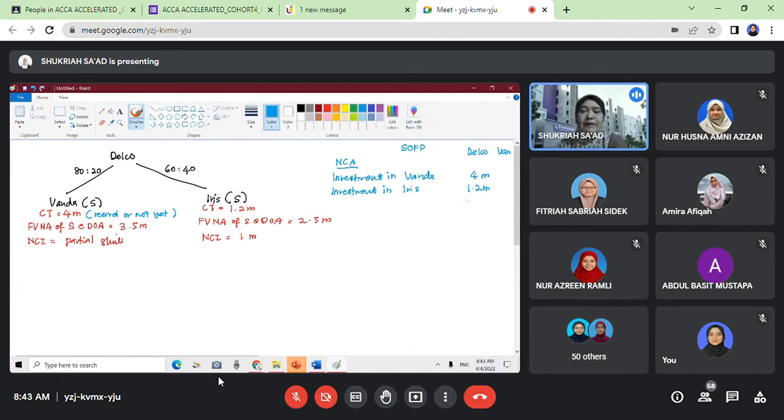Kalau dikata investment not yet recorded, so what you need to do adalah you kena buat journal entry, sebab nanti dia akan effect in the process of preparing the consolidated statement of financial position. So kalau tak ada, then you kena buat debit investment.